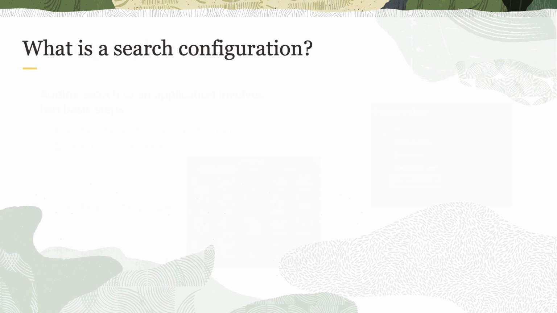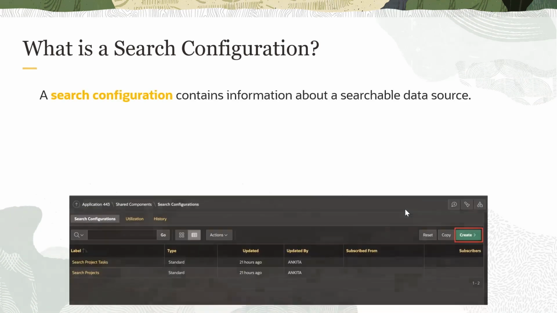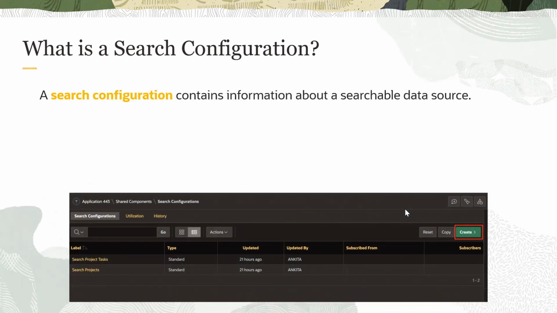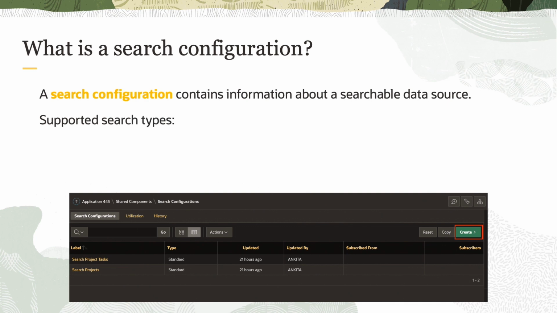Before we create the search configuration, let us understand what it actually is. Search configurations contain information about a searchable data source. They can be referenced from search regions to add declarative searches in your application. Searches can be based on local data source, REST-enabled SQL service, REST data source, or predefined Oracle Text or Apex list. There are three types of searches supported.